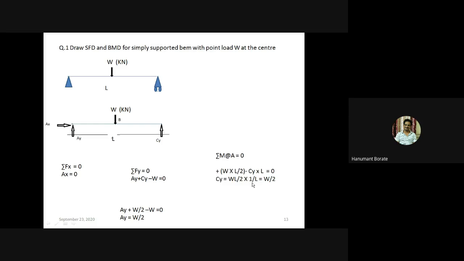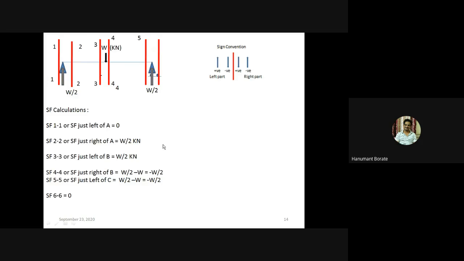If we do the calculation, we'll get Cy equal to W by 2. If we put the value of Cy in this equation, we'll get Ay equal to W by 2. Actually, by observation also, we can write the value of Ay and Cy, because W is acting at the center only, and that load will be divided into two equal parts at Ay and Cy, right? Because Ax equal to 0. So value of Ay is W by 2, value of Cy is W by 2.